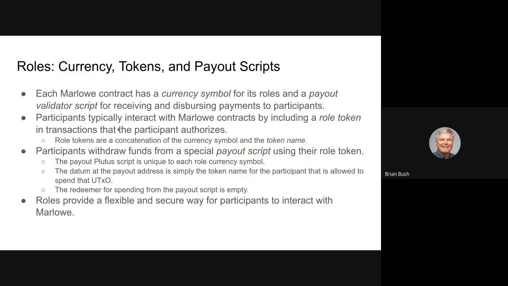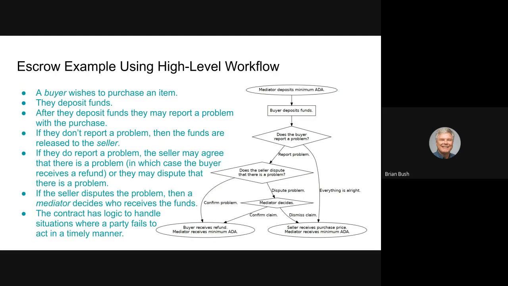So the participants usually have a role token. This is not always the case. There's a way to use Marlowe contracts without role tokens, but the standard use case uses role tokens. And they're basically just a Cardano native token that uses the currency symbol for the contract, and the token name is the name of the participant. And you'll see how this works later on. The participants, as I mentioned, are withdrawing funds from this payout script, and it enforces that the funds go to the correct person. So now we'll plunge into an example.